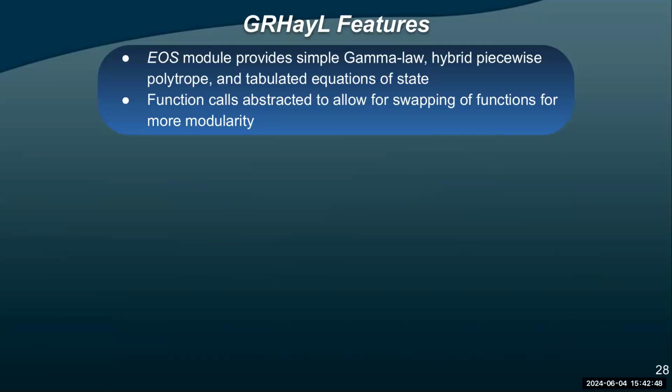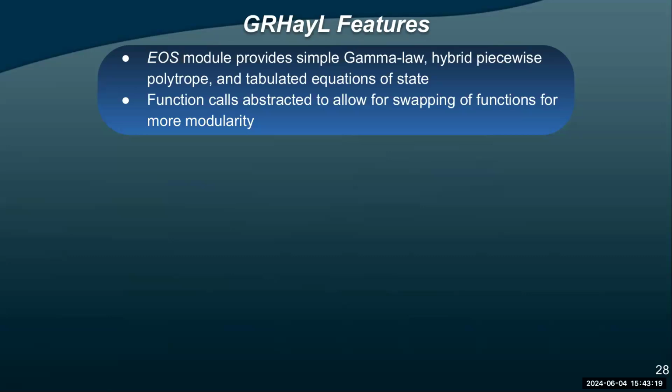Now, for the equation of state module, the EOS module, we have simple gamma law, hybrid piecewise polytrope, and tabulated EOS. And we have abstracted away the function calls so that it's easier to swap them out. So let's say there's a specific thing you want to try out, maybe you have an interpolator that's different that you think will be faster, and you want to swap out that piece of the tabulated equation of state, or you want to change other pieces of this module.